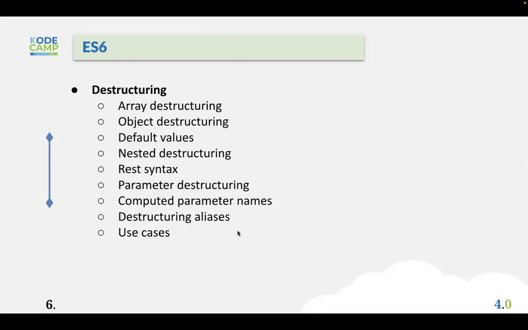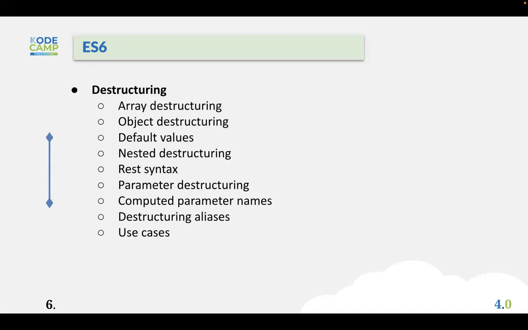So moving forward, you have destructuring. Oh, this is pretty good. And under destructuring, we are beginning with array destructuring. So what is array destructuring? Array destructuring is a powerful feature introduced in ES6 that allows you to unpack values from arrays into individual variables in a concise and readable way. And under destructuring, we have array destructuring, object destructuring, default values, nested destructuring, REST syntax, parameter destructuring, computed property names, destructuring analysis, and then use cases.